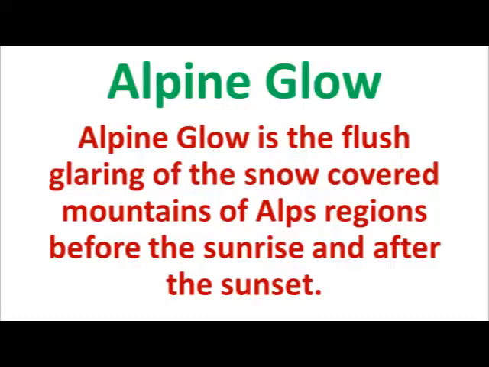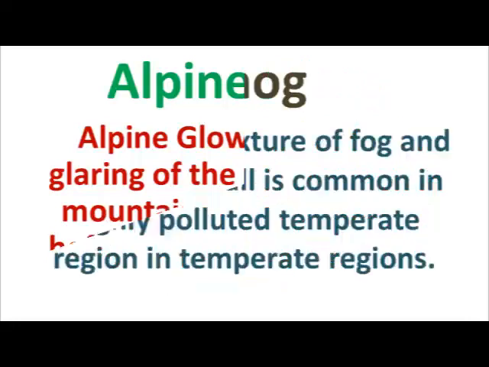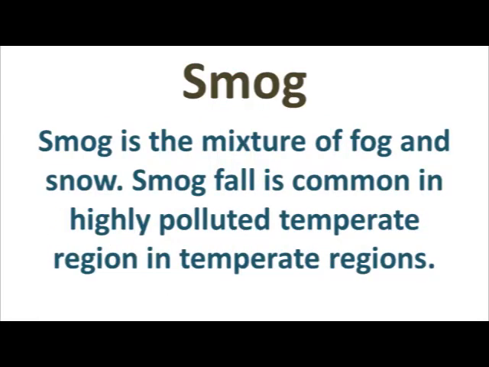Alpine glow. Alpine glow is the flush glaring of the snow-covered mountains of Alps regions before the sunrise and after the sunset. Smog. Smog is the mixture of fog and smoke. Smog is common in highly polluted temperate regions.